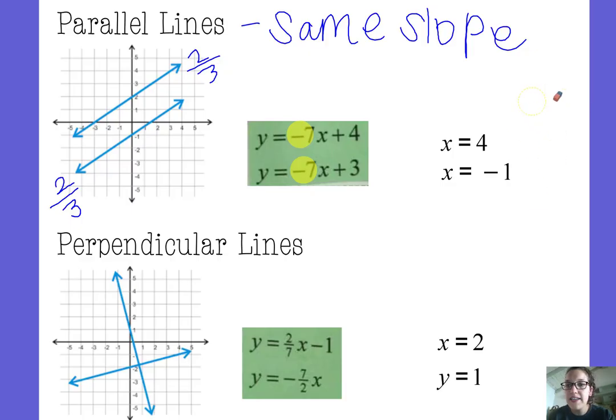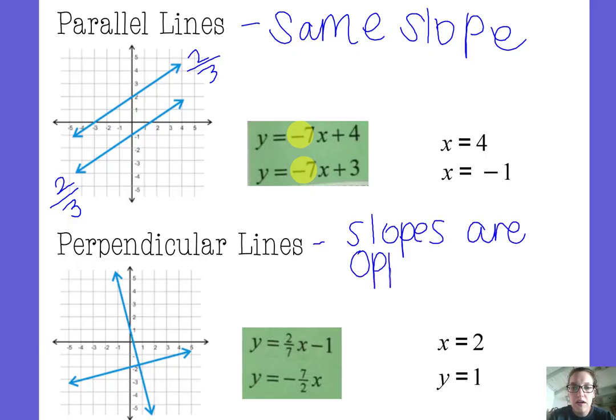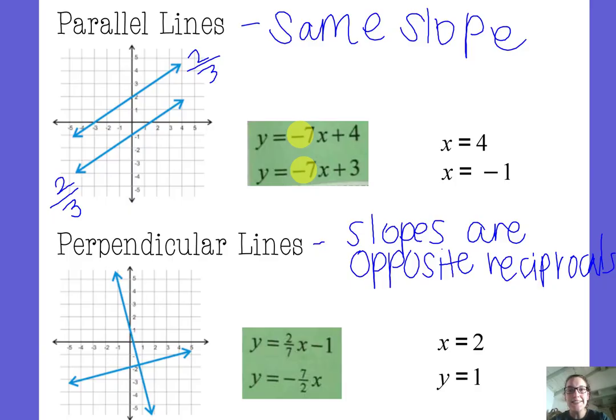Perpendicular lines are lines that intersect and form a right angle. And their slopes are opposite reciprocals. Opposite reciprocals have opposite signs and they're flipped of each other. So the numerator becomes the denominator and the denominator becomes the numerator. So it's two parts.